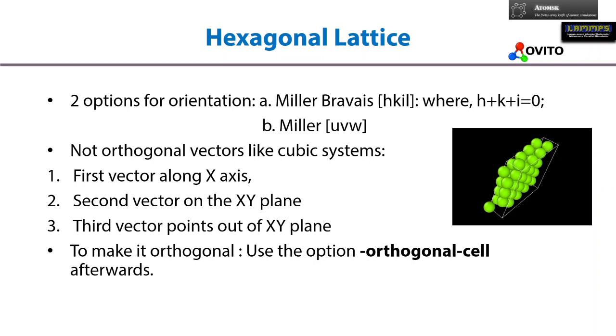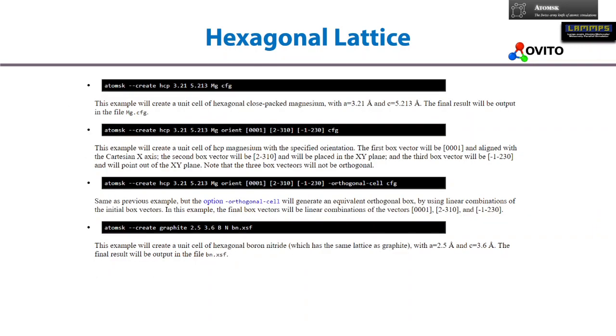xy plane. And in case you need to make the hexagonal lattice orthogonal, you can use the option orthogonal cell to make it into an orthogonal cell. Here are different examples which I will be going into shortly.